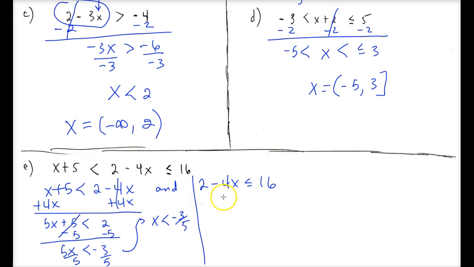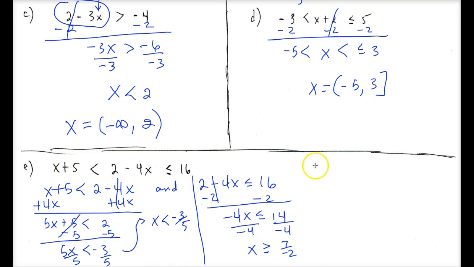On this side, what we could do is subtract 2 from both sides. And then 16 minus 2 is 14. And then divide both sides by -4. And of course, in doing this, remember we're dividing by a negative number, so we have to flip the sign. And of course, 14 divided by -4 will reduce to 7 divided by -2.